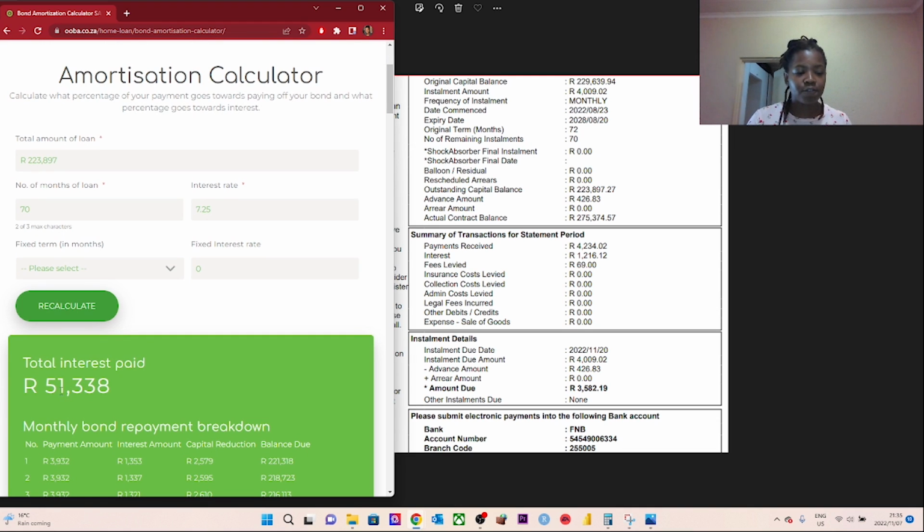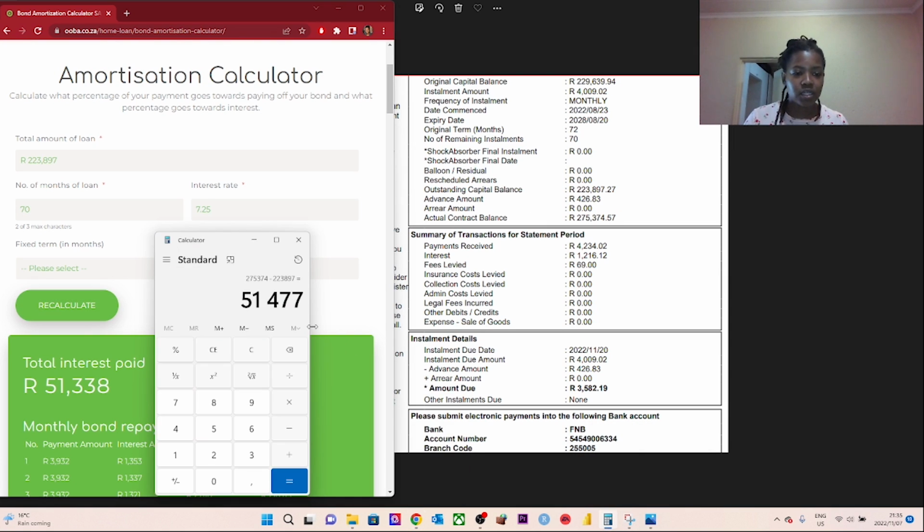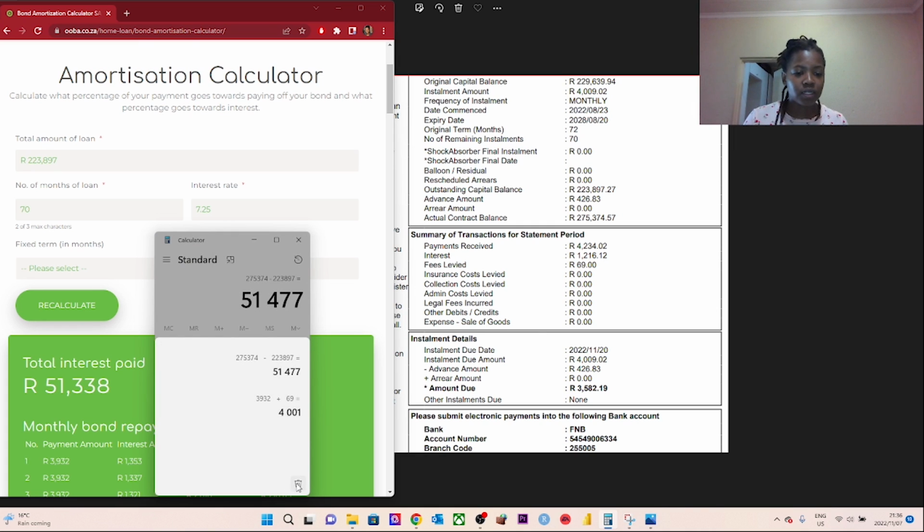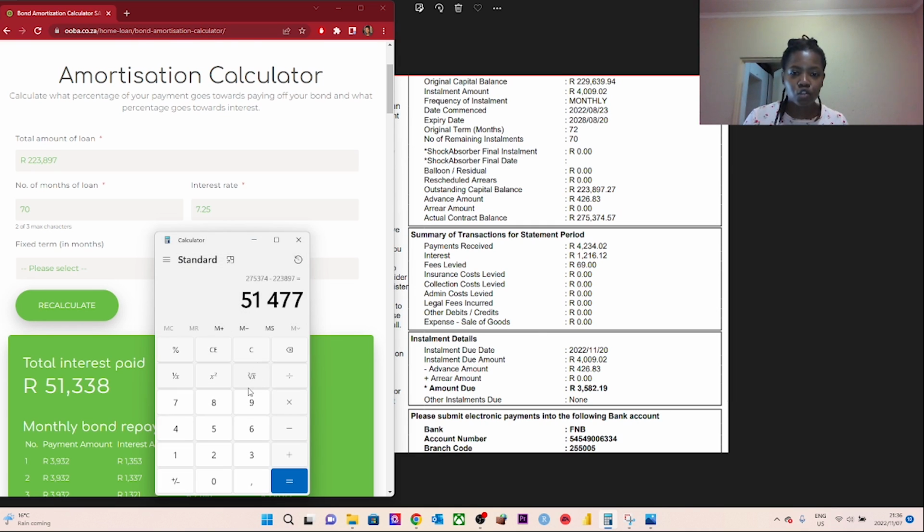So what you're seeing is the 51,338, and that is what I'm saying is the difference between my actual contract balance and my outstanding balance. I have a calculator here. This is where I calculated it. So all I did is I took 275,374 and subtracted the 223,897. Equals 51,477. So that amount is very close to that amount. And that basically is the amount that Wesbank would want me to settle. So it would be my settlement amount.